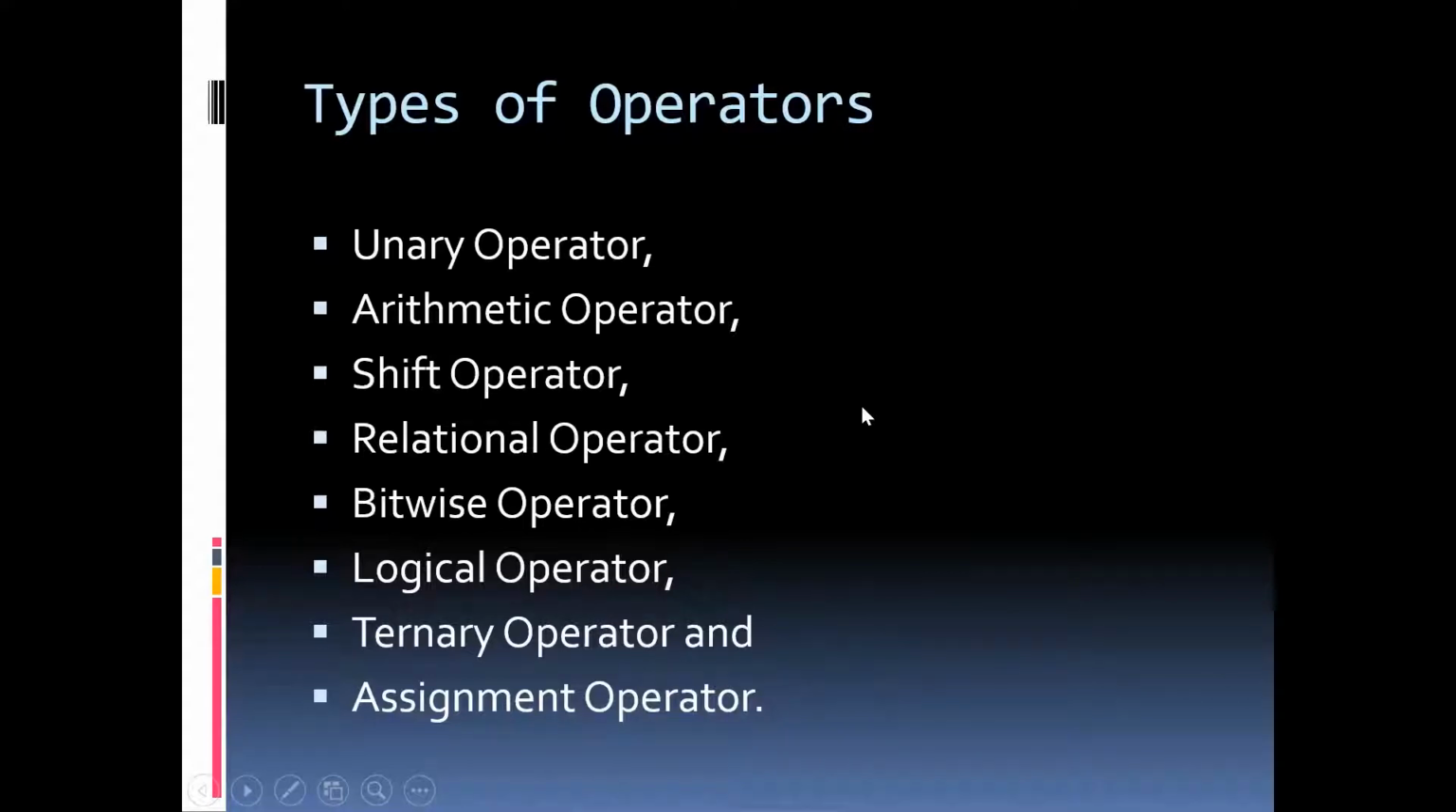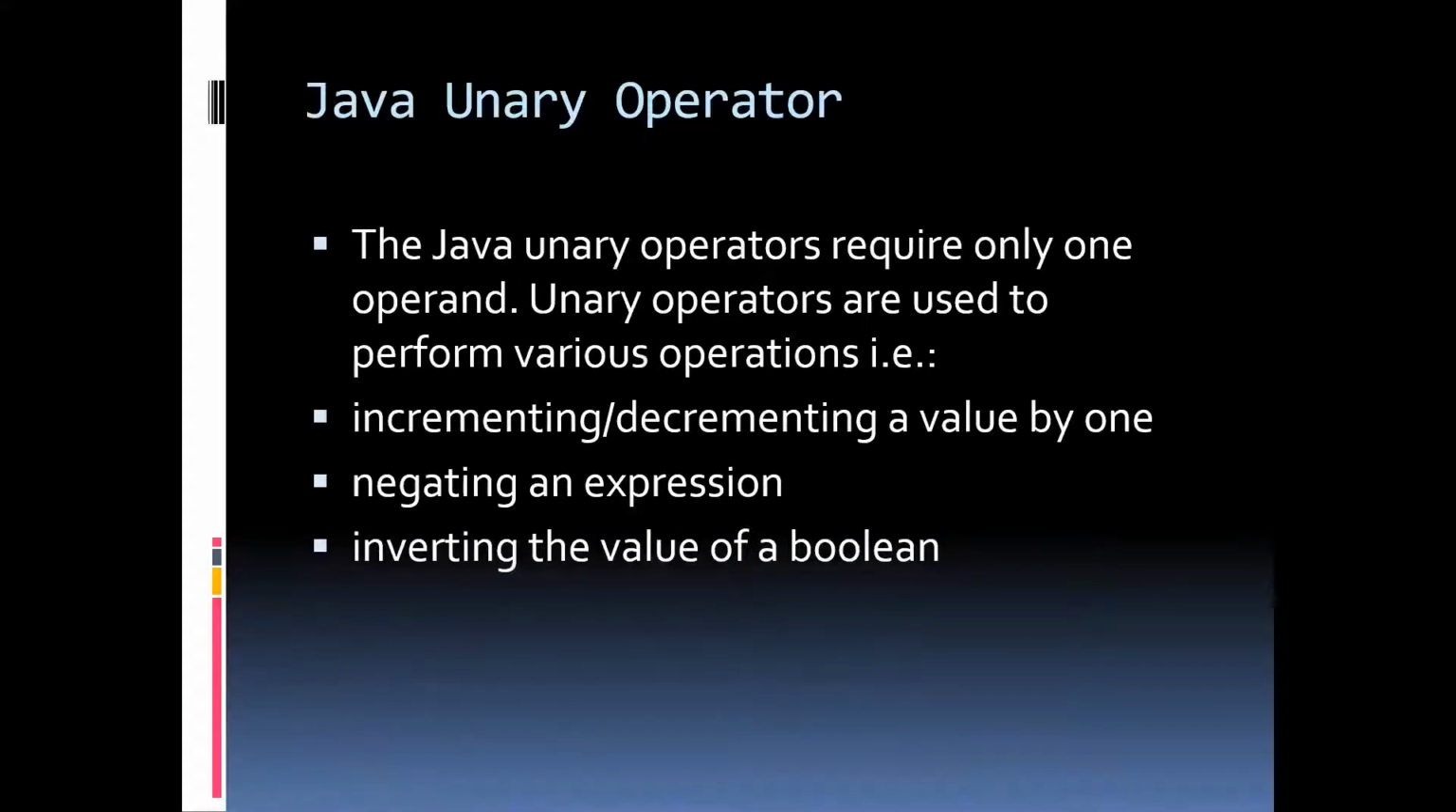So moving on to the unary operator. Unary, from the word itself, you can say one. So it requires only one operand to perform the operation. And what kind of operations does it perform? Various operations like incrementing or decrementing the value by one, negating an expression, or inverting the value of a boolean. These types of operations are done by the unary operator.